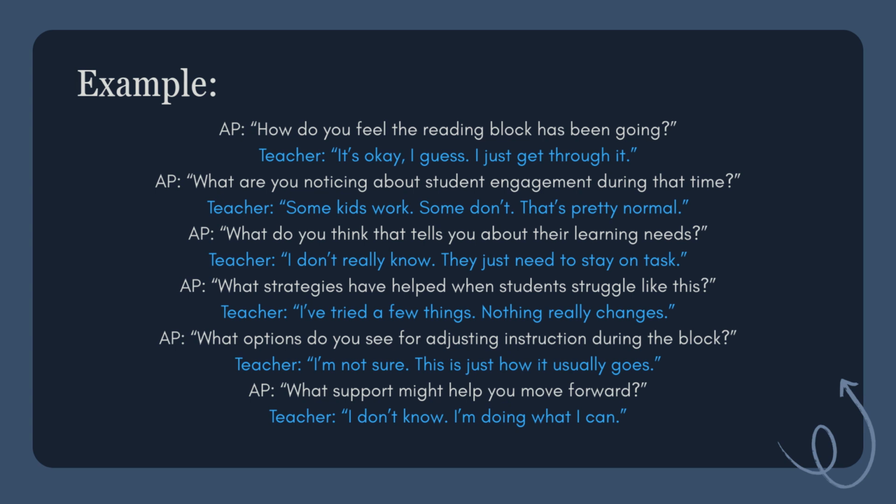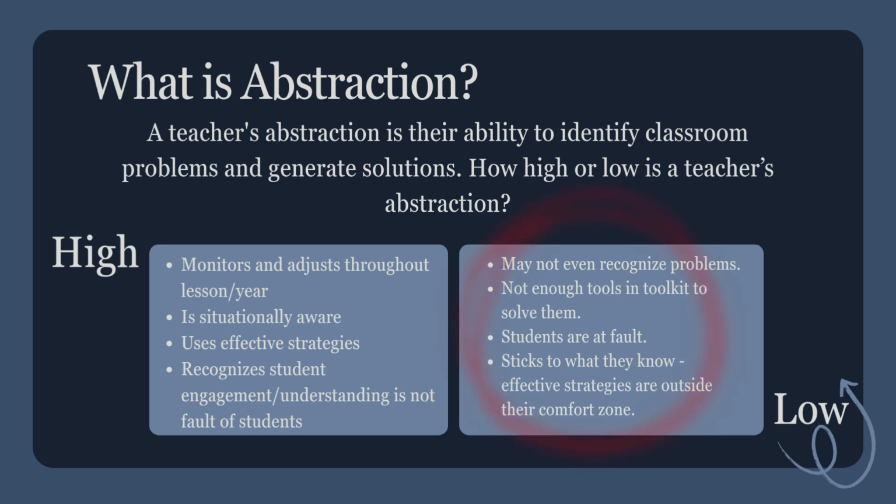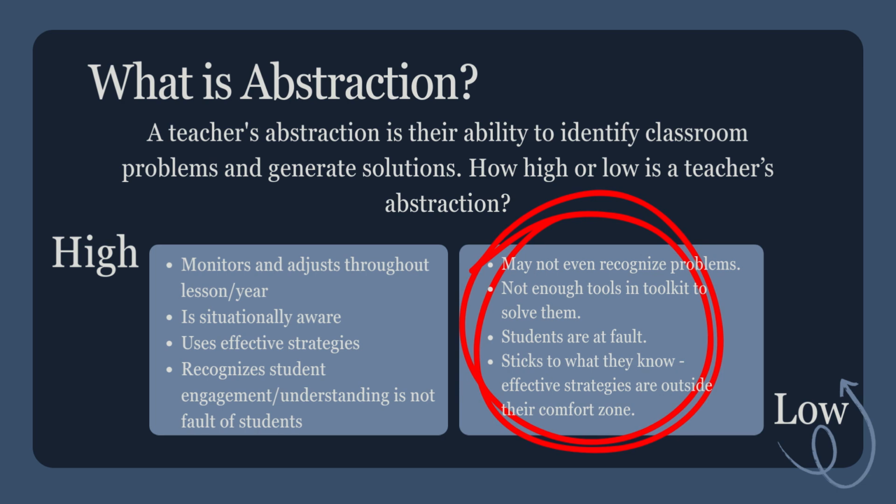Okay, so we can see here that it's not going well. She doesn't really have enough tools in her toolkit, right? She says, I don't know. It's just not going well. I've tried a few things. That's just what they really do. She's sticking to what she knows. So I think we're going to put her right in the low level of abstraction. She's just not really getting it, right?